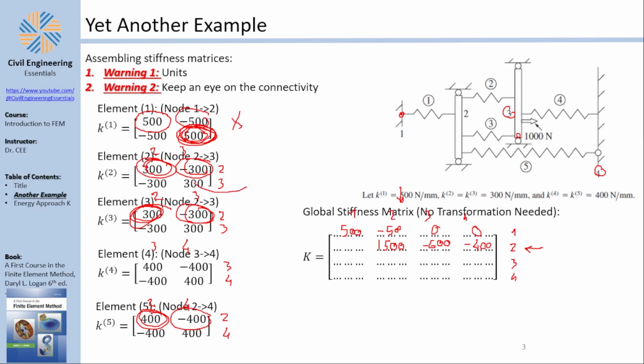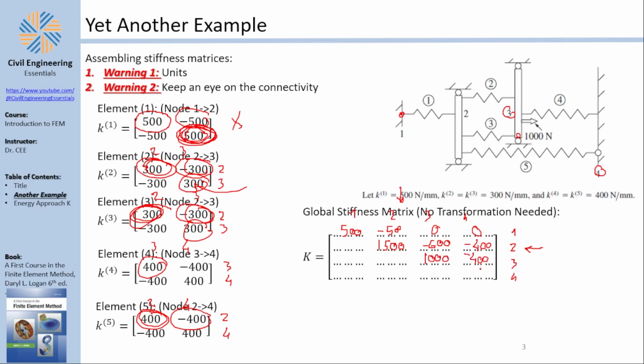3 with 3 exists here. That's a 300, 300, and 400. And that's it. So 3 with 3 is 300 plus 300 plus 400, which should be 1,000. I'm doing a very quick calculation again. 3 with 4 exists here. 3 with 4 is negative 400.